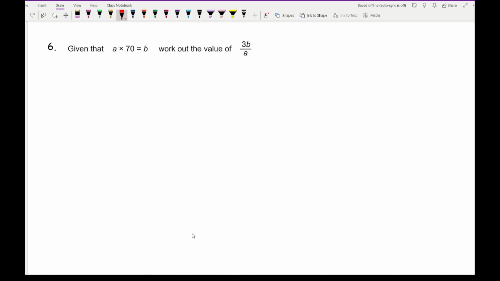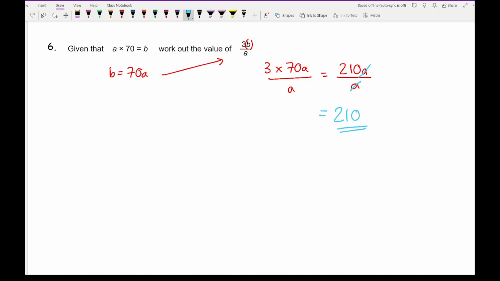Looking at this, we know that b equals 70a. So what I'm going to do is substitute b for 70a. So we've got 3 times 70a over a. Now 3 times 70a is 210a, all over a, and the a's cancel out, leaving me with just an answer of 210.